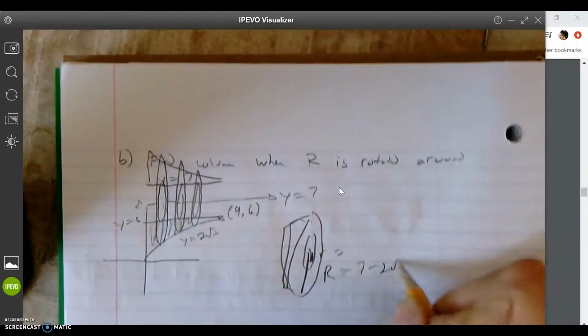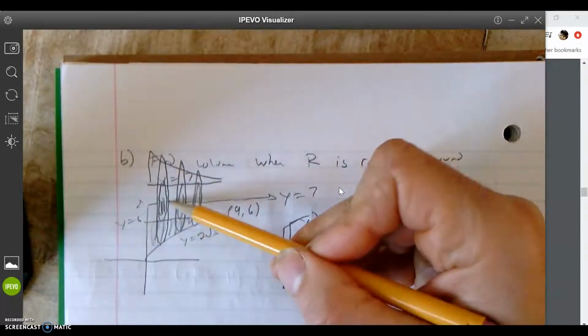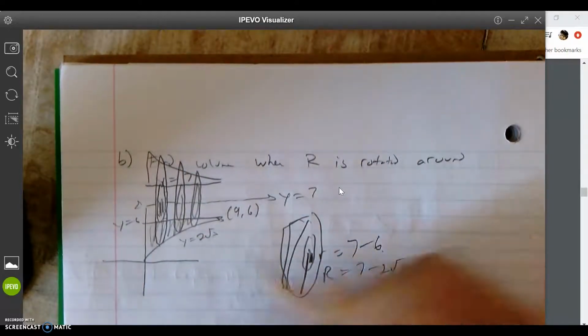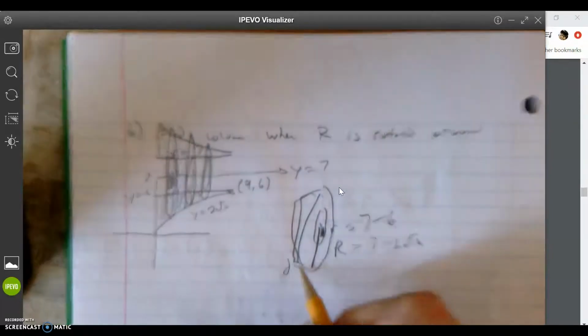So that's 7 minus 2 radical x. And the hole we have to cut out is 7 minus 6, y equals 6. Y equals 6 right there. And this is dx.